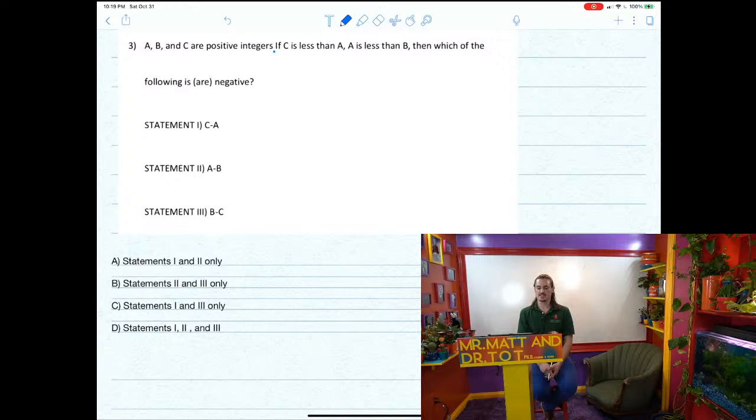Answer selection A is statements 1 and 2 only. Answer selection B is statements 2 and 3 only. Answer selection C is statements 1 and 3 only. And answer selection D is statements 1, 2, and 3. I'll give you 3 minutes, and then I'll give you the solution.